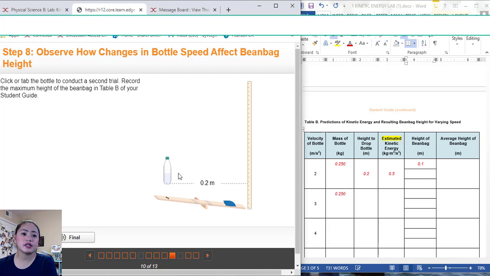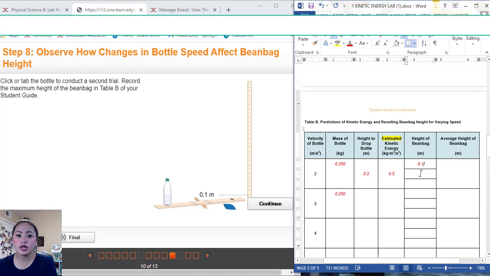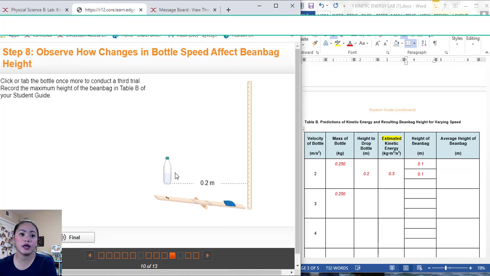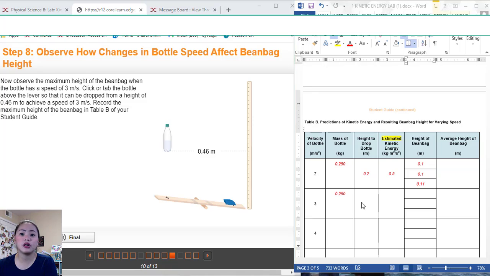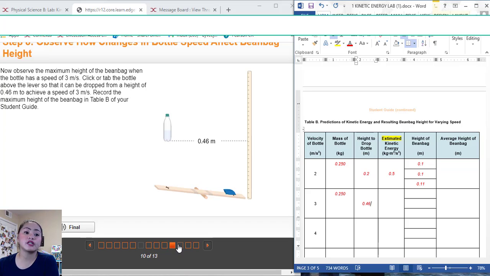So actually this lab is not difficult, you just need to follow all the instructions. The point is you know what equation to use and what numbers to put in to replace the variables. Okay, so same thing, same height is 0.2, and then you have here 0.11, and then of course get the average: 0.1, 0.1, 0.11 divided by 3, and then you're just going to want to continue. For this one it's 0.46. So yes, that's how you finish this lab.